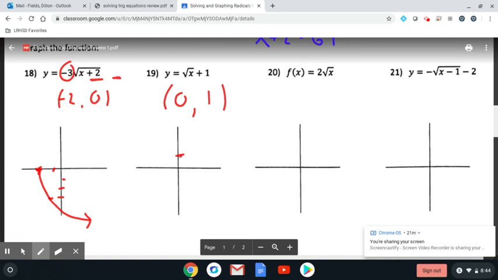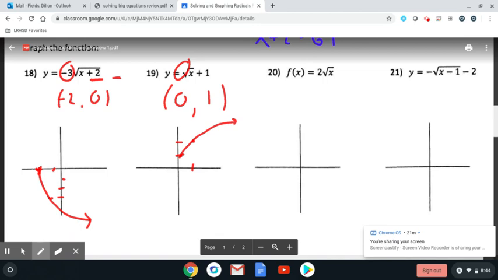Now, if I look at my a value, or that value out in front of my radical, there's really a 1. So that means from that point, I'm going to have to go up 1, and we always run to the right, so we're going to go to the right one. So I go up 1 to the right one. That gives me my second point. I go up and over, and then kind of level this out as we go off to the right.